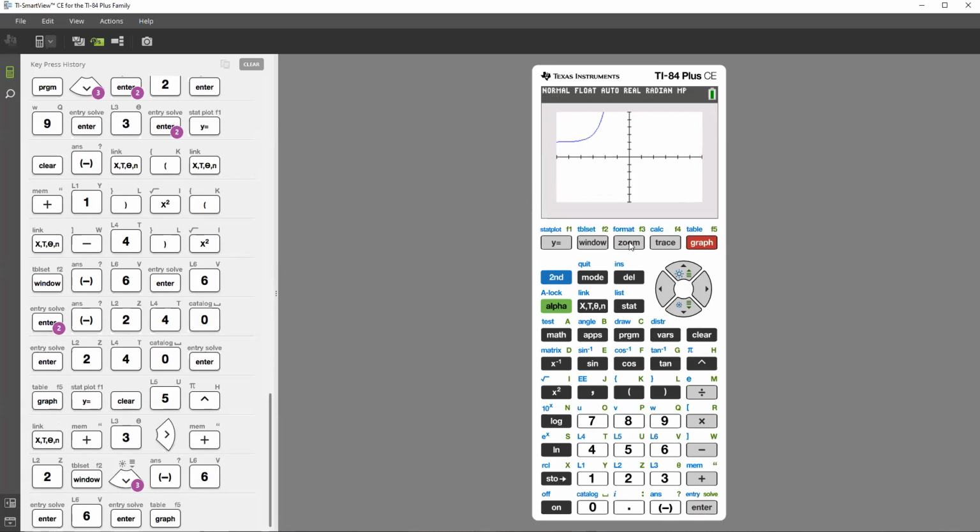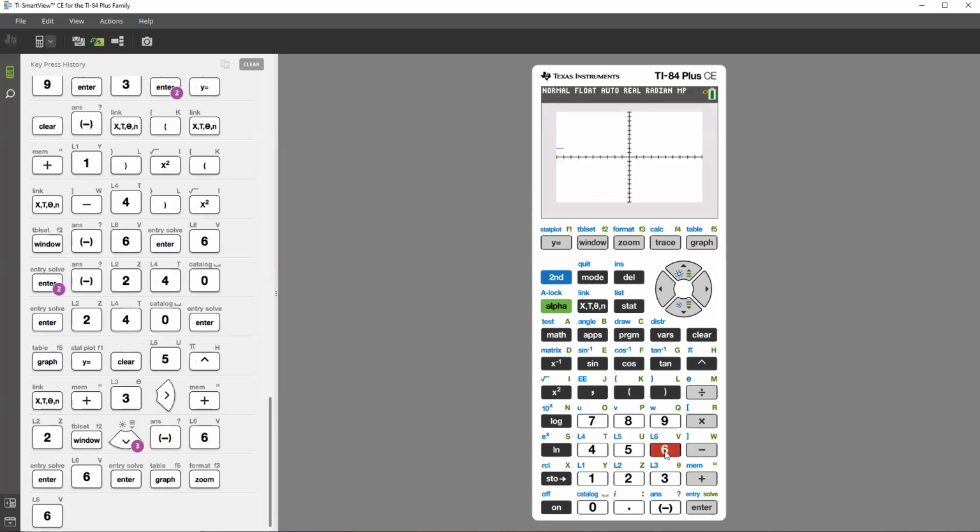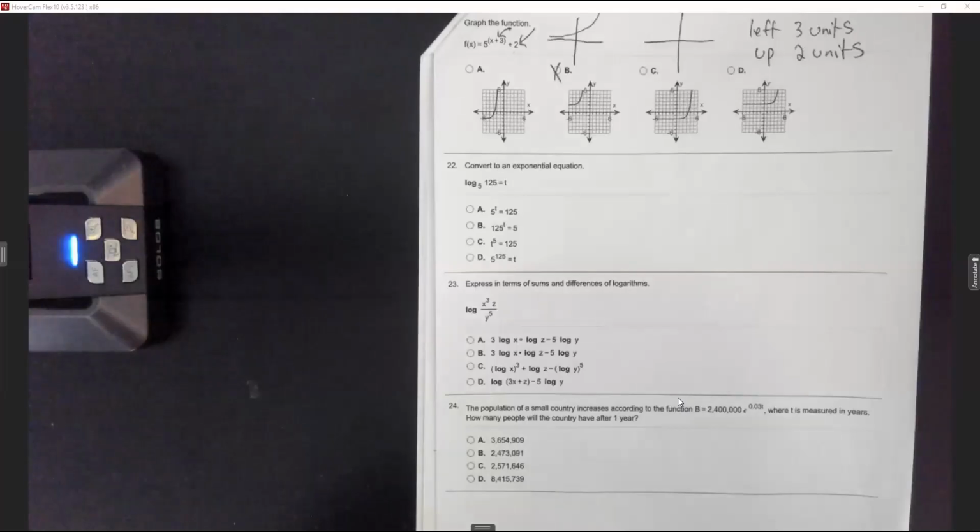Now remember, if you want to go back to regular 10 by 10, hit zoom, 6 for standard. And if you used it on the 10 by 10, you still can tell it went left and up, right? So that's one nice thing. You don't technically have to change the windows, but if you do, it makes it look more like theirs.